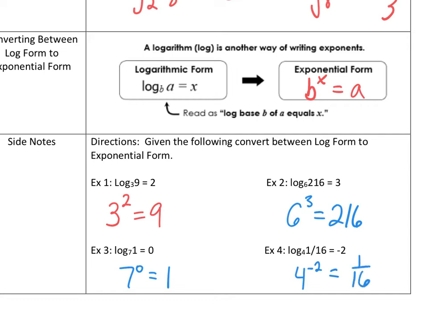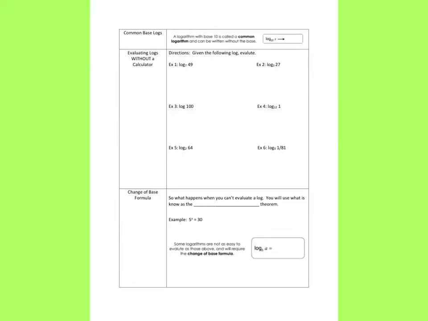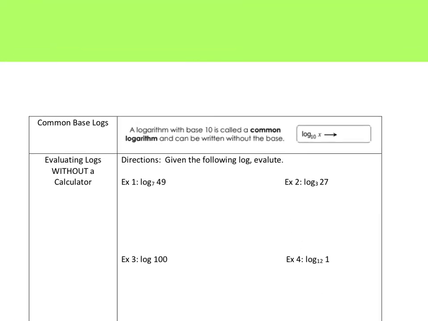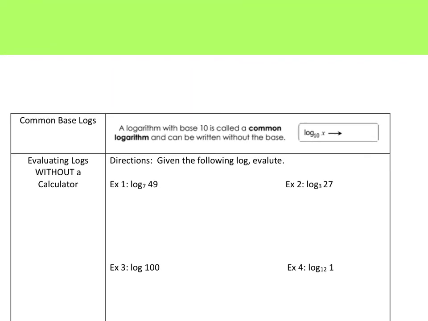4 to the negative 2 equals 1 over 16. Which makes sense because a negative exponent moves the whole base and the power to the denominator, right? So that would be 1 over 4 squared, which is 1 over 16. Everybody see that? Okay. Exponent rules are going to be a big thing on these, so we have to make sure we know those basic ones. Then we have what we call common base logs.